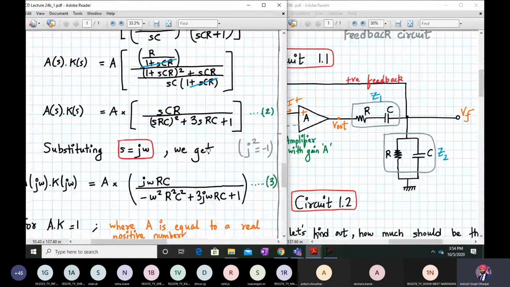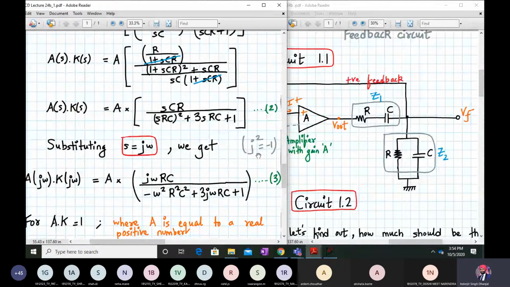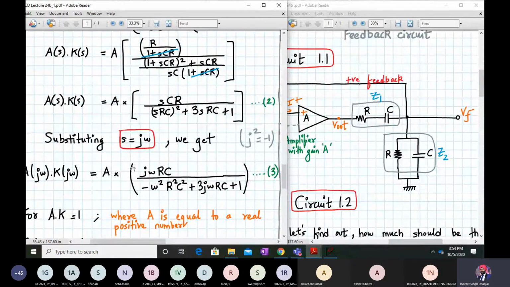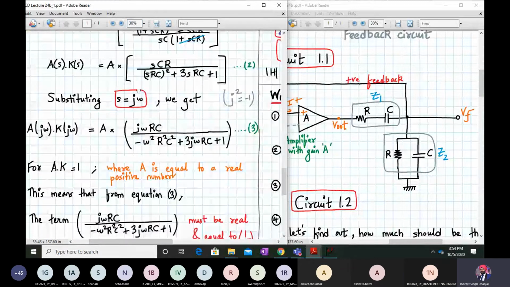Now, if I substitute S equal to J omega, what is this called actually? I am going from S domain to frequency domain, correct? We also know that S square will be J square omega square, and J square is minus 1, so be wary of this point. So A of J omega into K of J omega will be equal to A times, in place of S we have written J omega, and here S square will be minus omega square. I hope this point is clear. Is this clear? Equation number 3. Yes, sir. Okay.